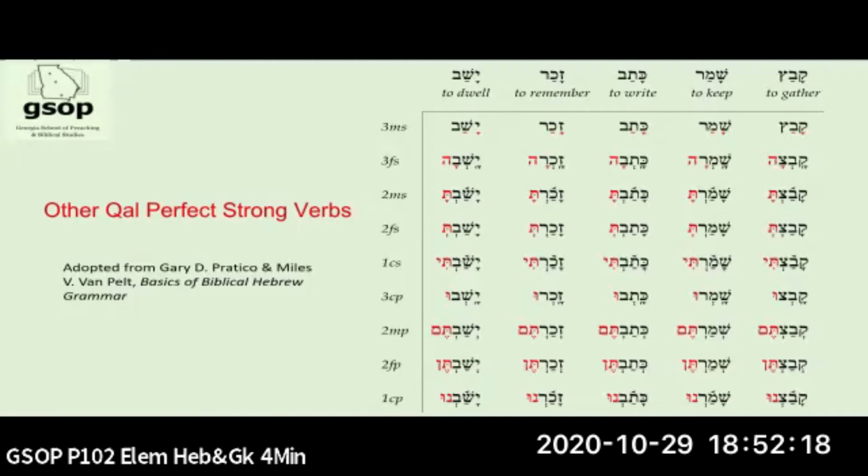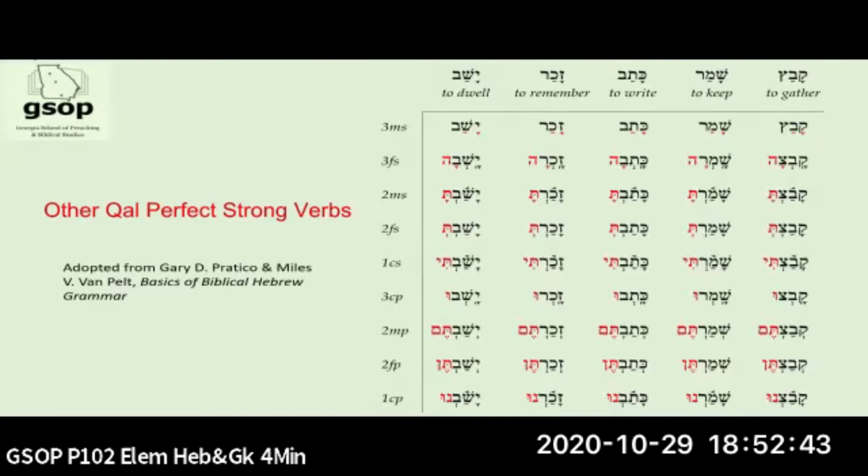And so you see the third feminine singular, very consistent. It has the qamets under the third position root letter, and it has the hey at the end. So you have yashva, excuse me, all right, that would be zakara.